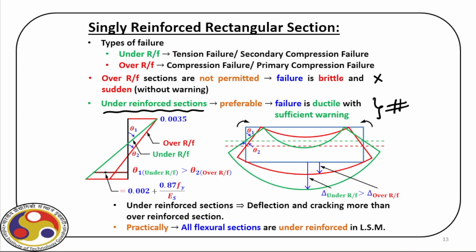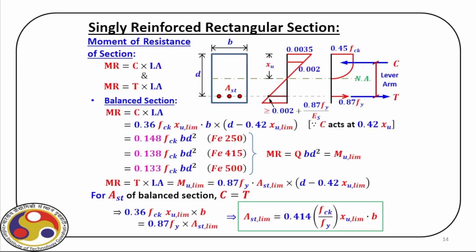Right. Okay. So now let us see how we can find out the moment of resistance of the section. Now again, for the moment of resistance of the section, what we have to do? By now we know the location of the neutral axis, be it under-reinforced, over-reinforced, or balanced section, right? How did we do that? We equate C with T.